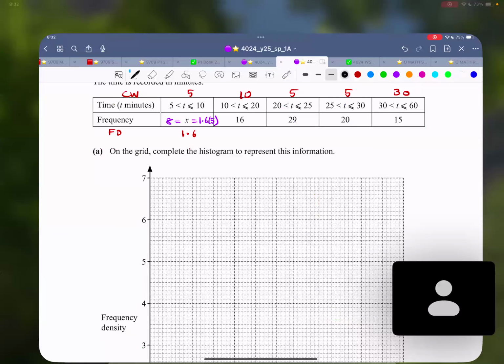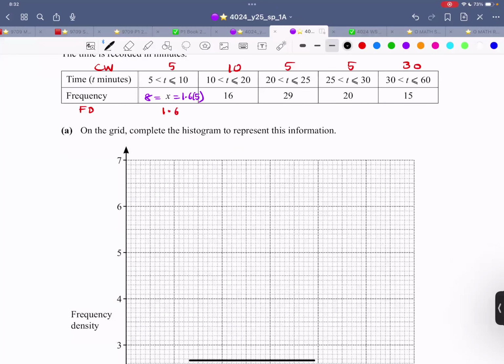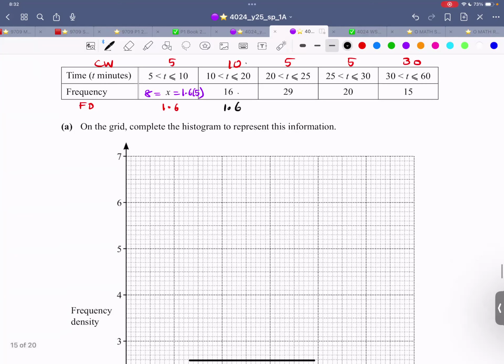So now people, let's look at this question. We need frequency density for each one of them. So now 16 divided by 10, that is 1.6. And 29 divided by 5 is 5.8. 20 till 25, 30 divided by 5 is 6. And 20 divided by 5 is 4.0. 15 divided by 30 is 0.5.